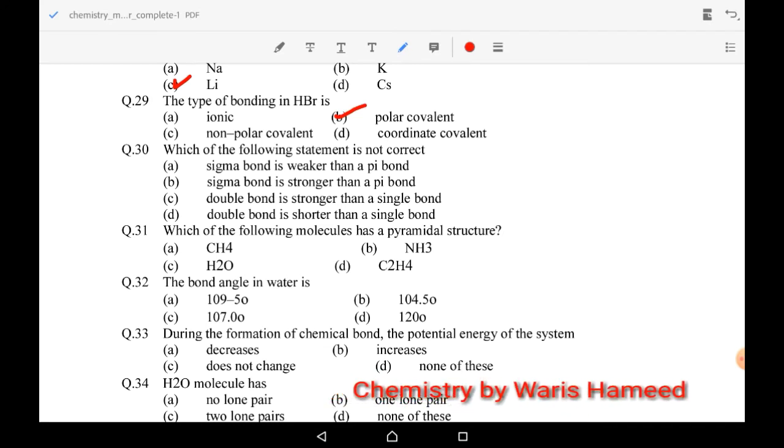Which of the following statements is not correct? Sigma bond is weaker than a pi bond. Sigma bond is stronger than a pi bond. B option is correct. Sigma bond is stronger than a pi bond.